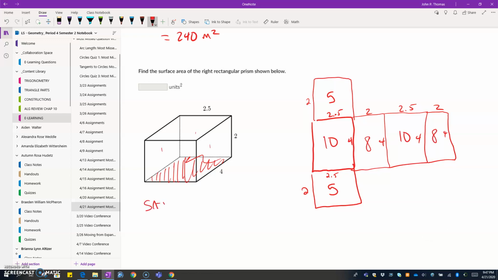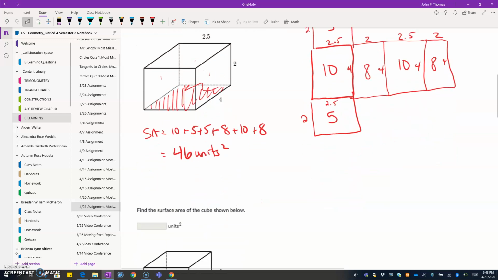So for the surface area, I'm adding up all 6 faces. So I've got 10 plus 5 plus 5 plus 8 plus 10 plus 8. That's going to be 10 plus 10 is 20 plus 2 5s, it's going to take me to 30, plus 16 is 46. So we're going to have 46. I look back for units. There's no units listed, so we'll just say the generic units squared. So 46 units squared on that one. And again, the whole idea is we find a net, and then once we have our net, we just find the area of each piece.